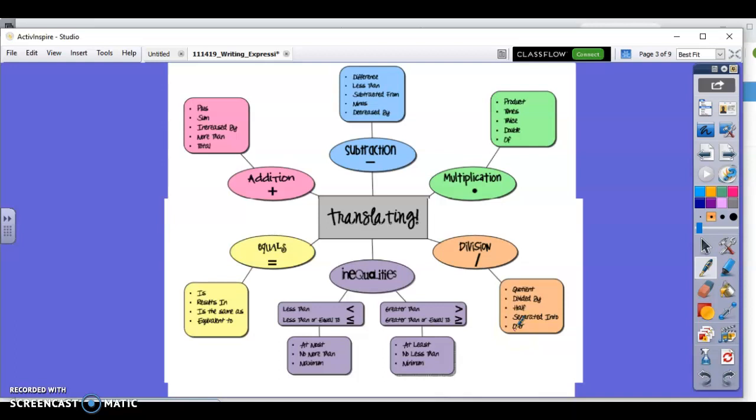Inequalities. So these are a little different. So you have to pay close attention to these. If it says less than, this is a symbol. Less than or equal to, this would say at the most, no more than, a maximum. So this is where people get kind of tricked up. So you have to be careful when you're reading these. If it's greater than or greater than or equal to, the words you may see are at least, no less than, or a minimum. Equals: whenever you need to put an equal sign, you'll see the word is, results in, is the same as, or equivalent to.